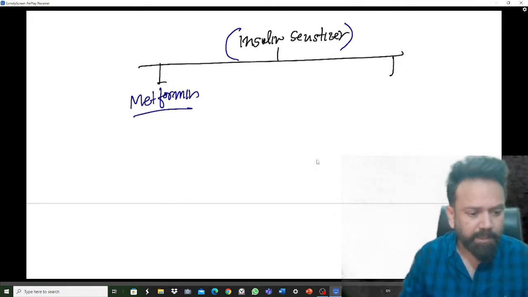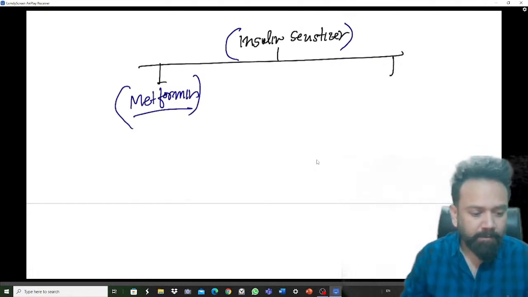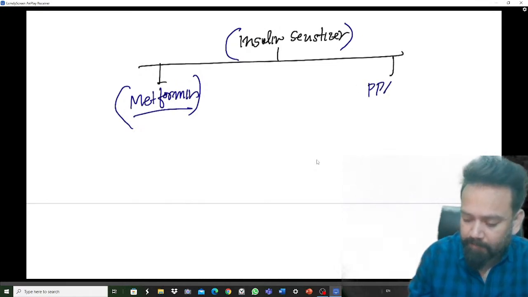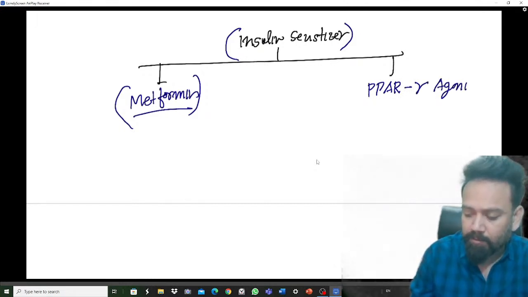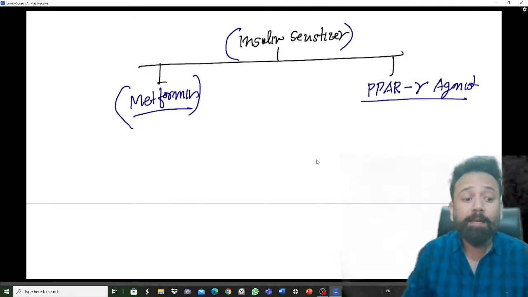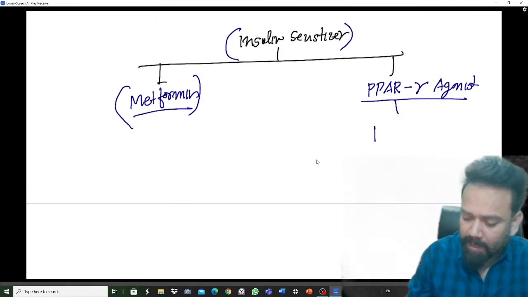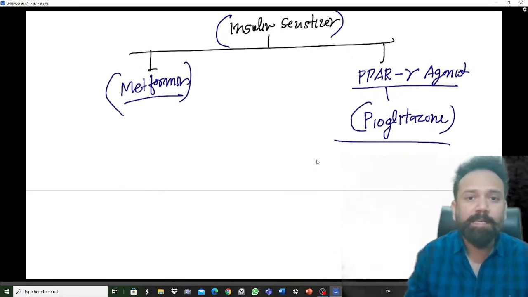Very good, Dr. Rishikesh Anand. Excellent. The best drug is metformin. Very good, Dr. Patel. Pioglitazone, a PPAR gamma agonist, not alpha. Alpha is for fibrates, which work on triglycerides and all. Rosiglitazone is banned, so the only one left is pioglitazone. They are excellent insulin sensitizers.